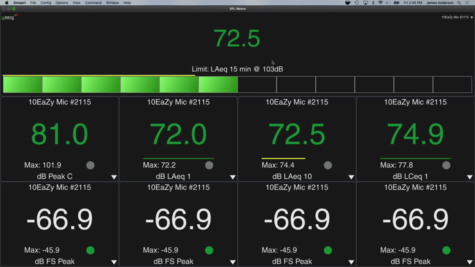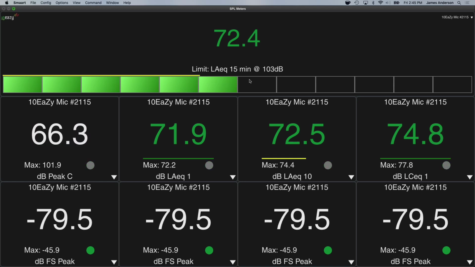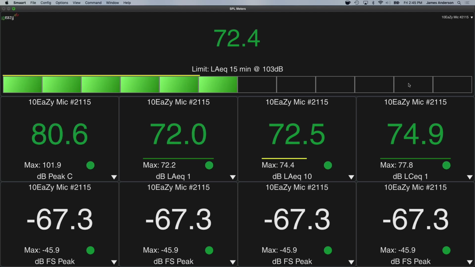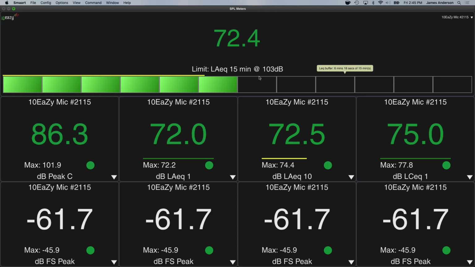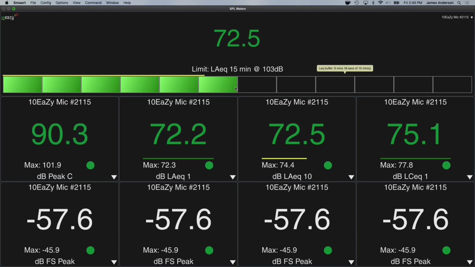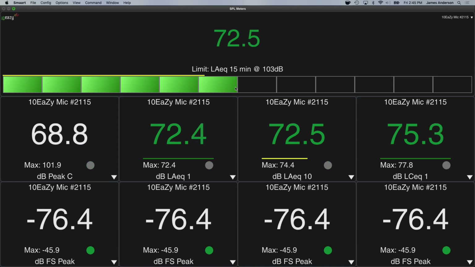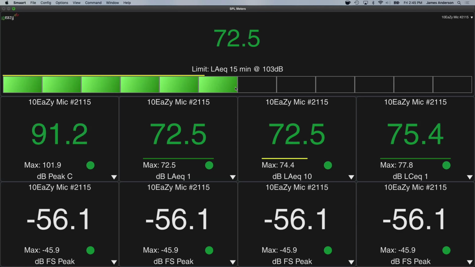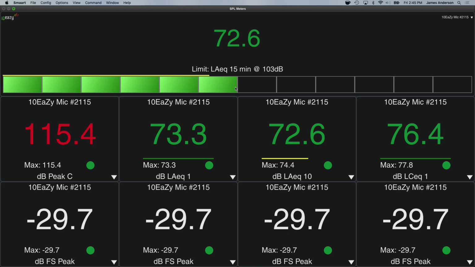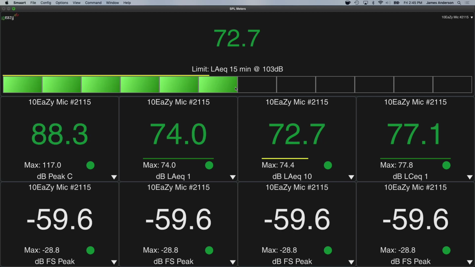within our 103 limit. If we were to start to get really loud here, or the mix engineer's really pushing the system, then these red blocks will start to fill up. And at that point, it's just saying you need to turn down. If you don't turn down, eventually the interface is going to start giving you warnings and alarms that you need to really think about adjusting the level of the system.